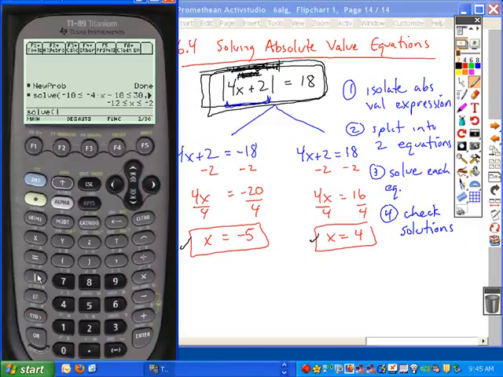If we were to use the vertical bar and then type in 4x plus 2 is equal to 18, solve for x, it says error. It does not work. Remember, you can't use that vertical bar for absolute values.